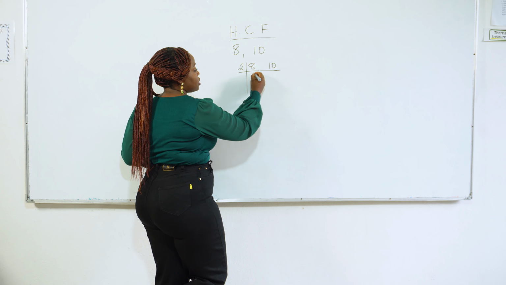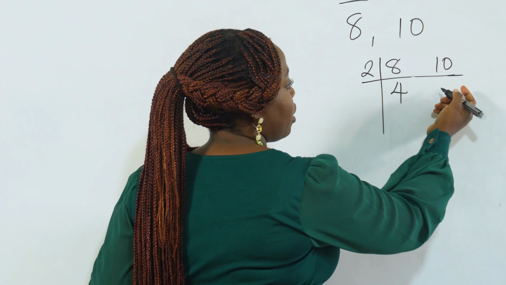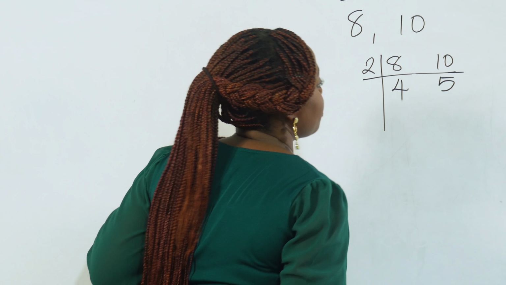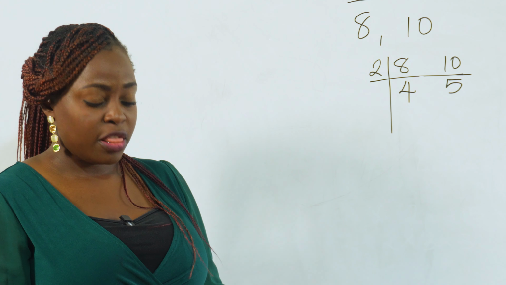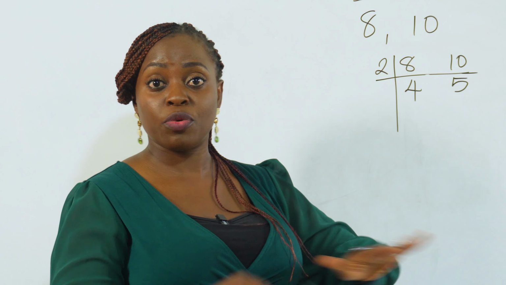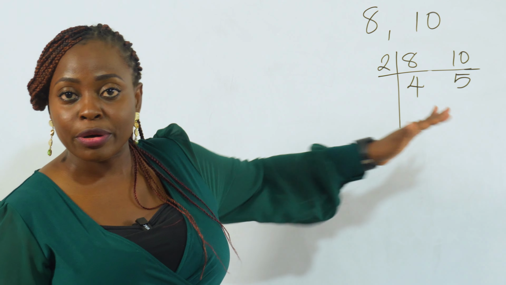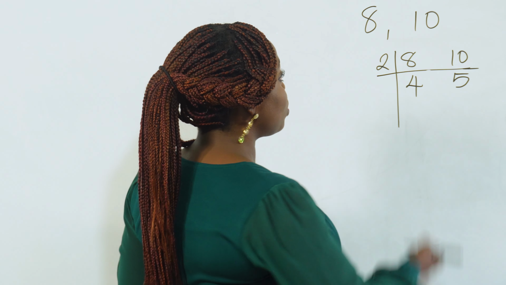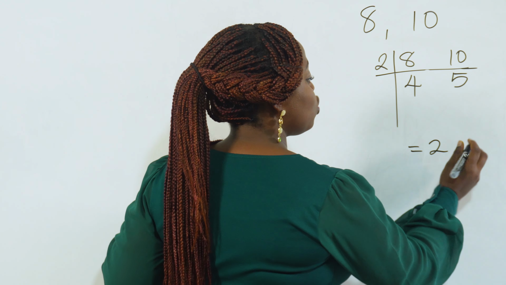8 divided by 2 is 4. 10 divided by 2 is 5. Now we're left with 4 and 5. There is no number aside from 1 that can divide both 4 and 5 without a remainder. So this is the end of your highest common factor. So your highest common factor between 8 and 10 is 2.